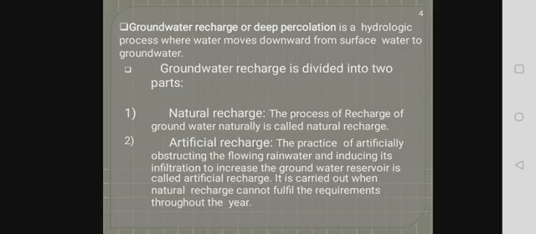Here are the two types: natural recharge and artificial recharge. Natural recharge is the process of recharge of groundwater naturally, that is without interference of human beings. The second is artificial recharge, with the help or interference of human beings. The practice of artificially obstructing the flowing rainwater and inducing its infiltration to increase the groundwater reservoir is called artificial recharge. It is carried out when natural recharge cannot fulfill the requirement throughout the year. When natural recharge cannot fulfill the requirement of human beings, then artificial recharge is needed.